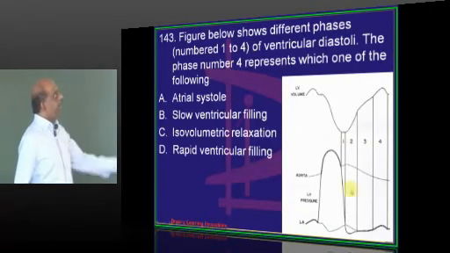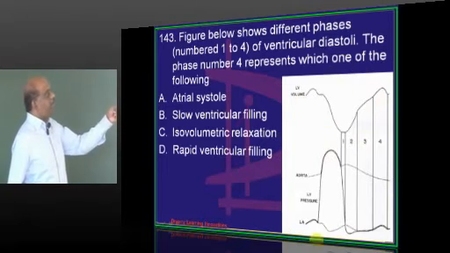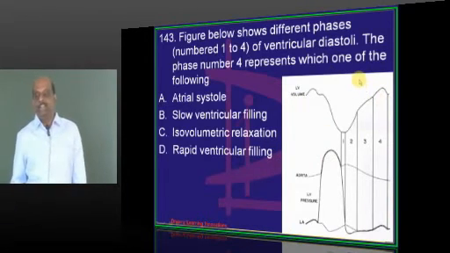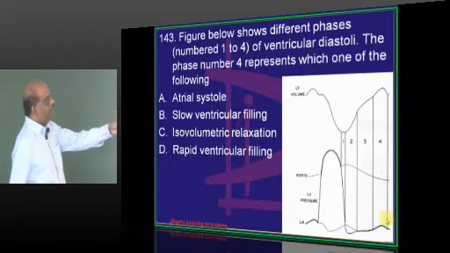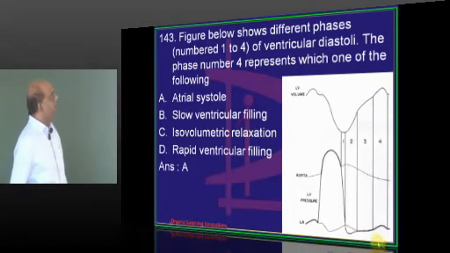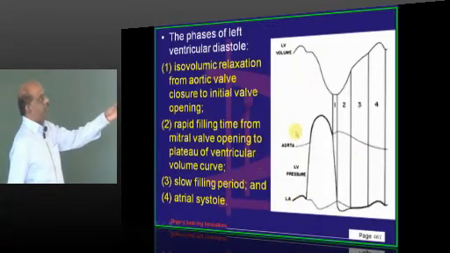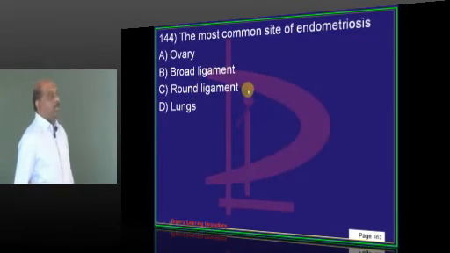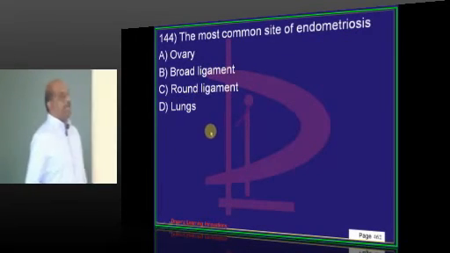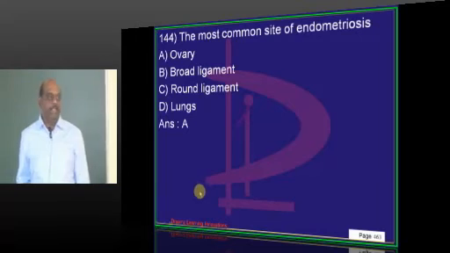Once more, it is a favorite fantasy to give Braunwald's image or Guyton's image and ask you what the phase is in which is number 4. So actually you must know when is isovolumic relaxation, everything. I leave the literature for you. So most common site for endometriosis? Ovary. Beautiful.